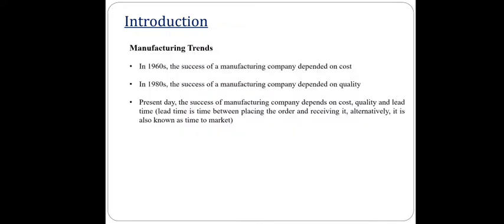Now guys, the manufacturing trends: in the 1960s, the success of a manufacturing company depended upon the cost of the product. But in the 1980s, the success depended upon the quality of the product, right? But nowadays, the manufacturing company's success depends upon the cost, quality and the lead time of the product. Lead time means the time between placing an order and receiving it. So it is also known as time to market, right? So these are the manufacturing trends from the 1960s till date.